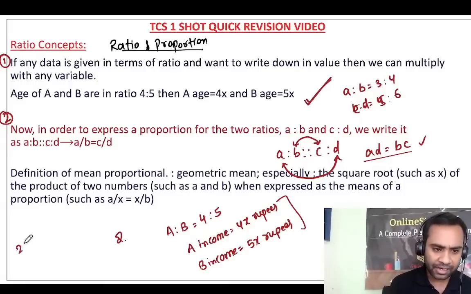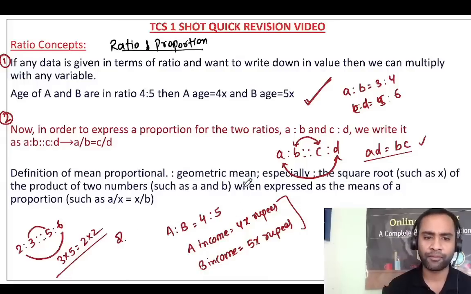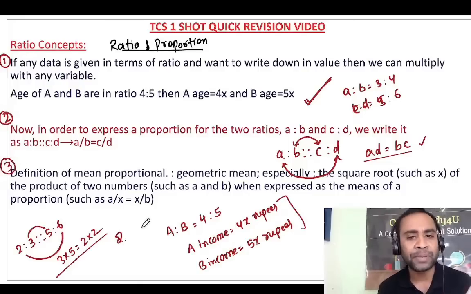So whenever it is given in this particular format, my dear friends, then what you do, multiply this corner one, multiply the middle one, and then you can equate both, right? Clear? Okay, fine. Now they will be asking you what is mean proportional.